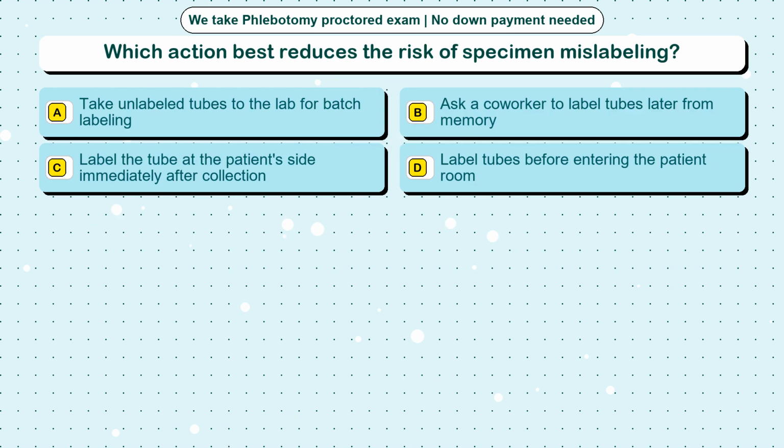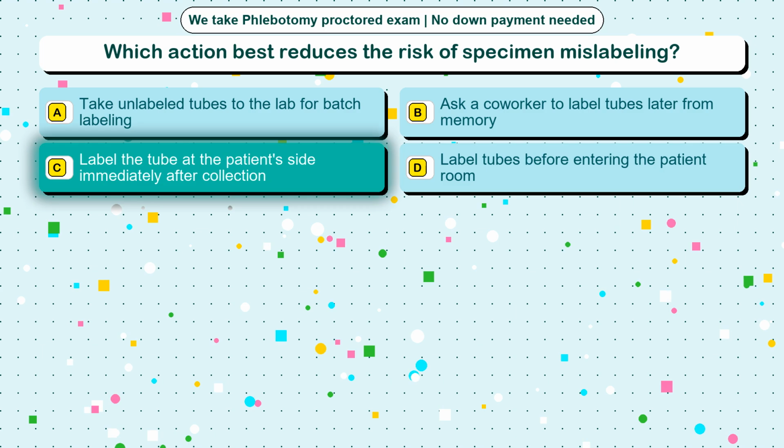Question 29. Which action best reduces the risk of specimen mislabeling? Option A, take unlabeled tubes to the lab for batch labeling. Option B, ask a coworker to label tubes later from memory. Option C, label the tube at the patient's side immediately after collection. Option D, label tubes before entering the patient room.